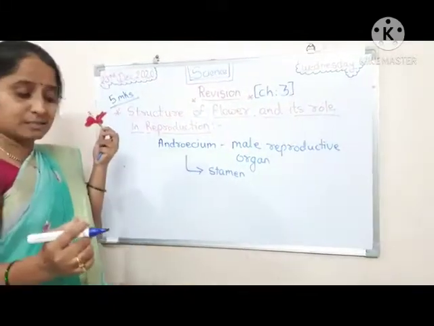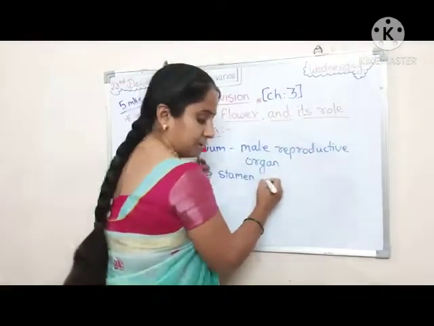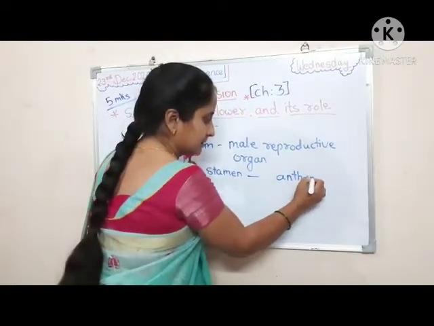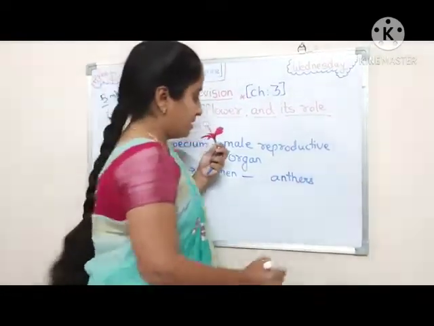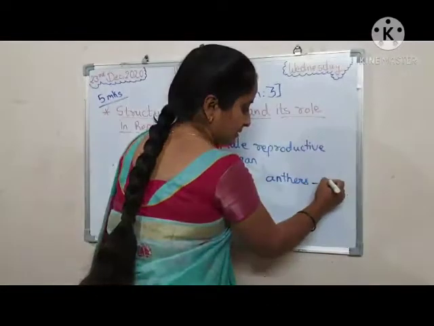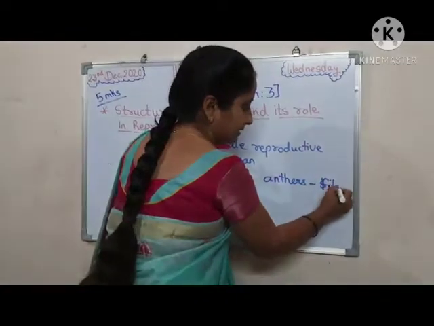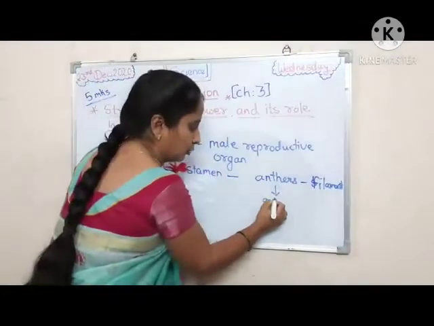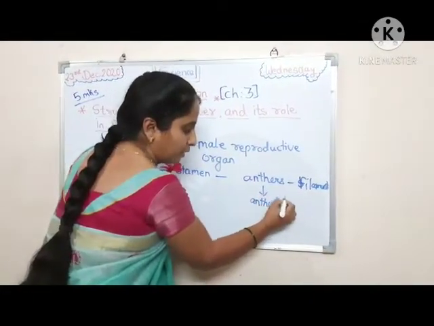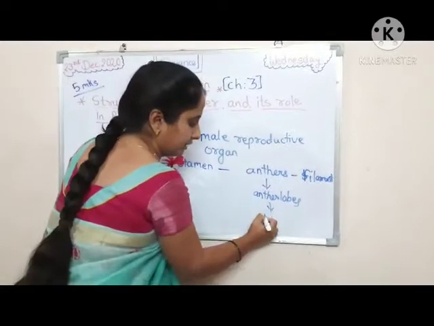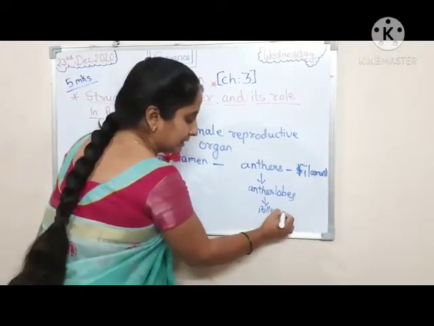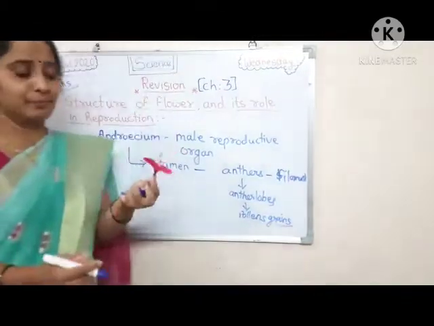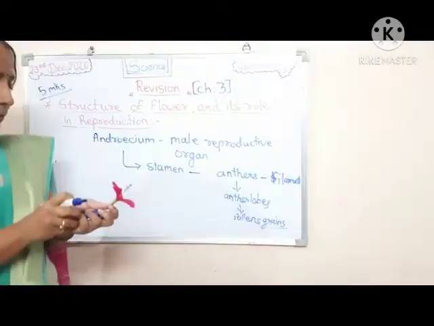Stamen further consists of anther and filament. Anther consists of anther lobes, and on the anther lobes you will see pollen grains. Pollen grains are nothing but the male gametes of the flower. You can see now here the pollen grains.